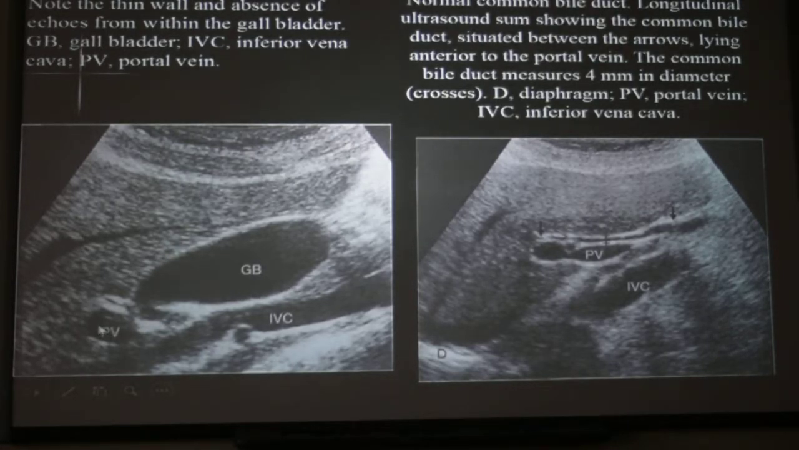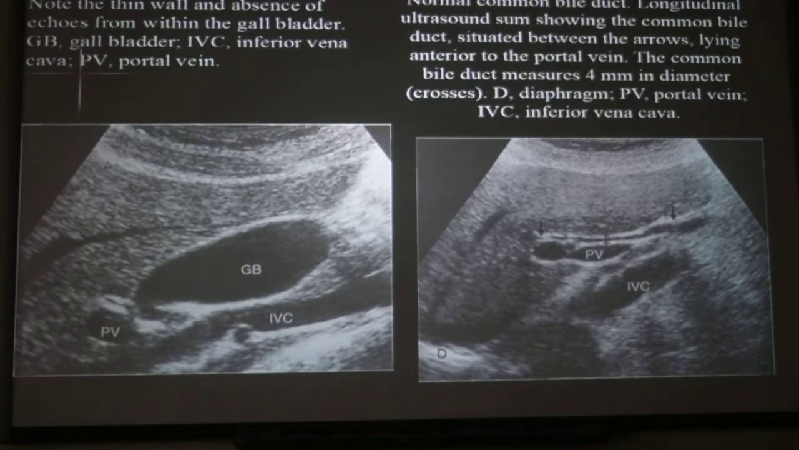So how to identify it? Try to identify the portal vein. So once you identify the portal vein, this is the common bile duct. You see a very small structure like this. This is how it normally is. Usually it's not measuring more than 4 or 5 millimeter in diameter. So if you measure from this part to this part, it should not be more than 4 or 5 millimeter in diameter. Now when it becomes dilated, what does this mean?